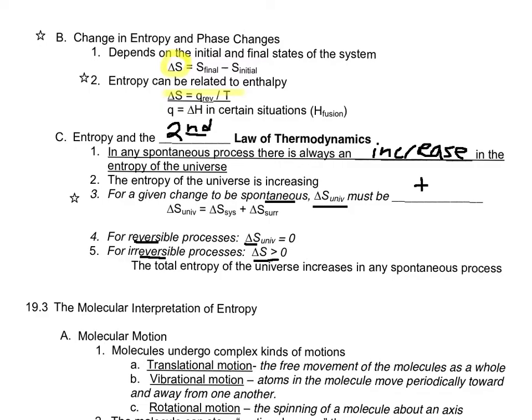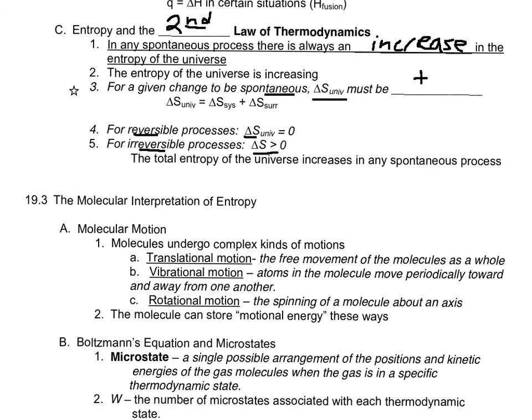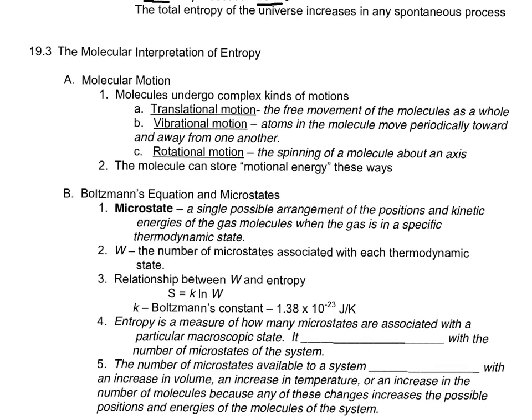Now, to understand some parts about entropy, we need to understand a little bit extra about molecular motion. Molecules tend to undergo 3 different types of motions: translational, vibrational, and rotational. So we need to know the difference between these. Let's say that we have a little water molecule, and our water molecule is water vapor, it's gaseous.